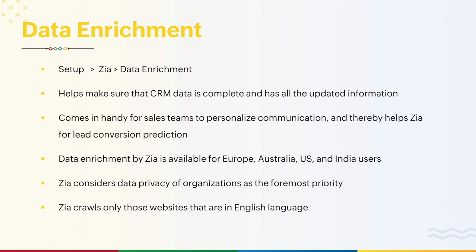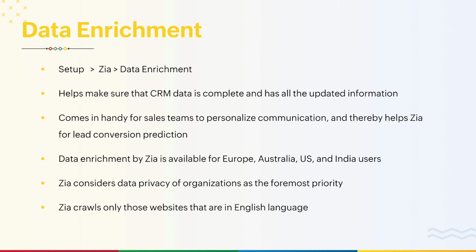Data enrichment goes back to the quality of a business's CRM data. It is of utmost importance for any business because when it comes to selling, it all starts here. When the data is incomplete or incorrect, sales representatives might lack the ability to understand their prospects and their needs better. Keeping this in mind, Zia, your intelligent sales assistant, can help you make sure that your CRM data is complete.